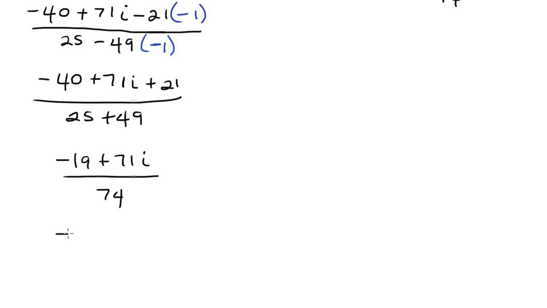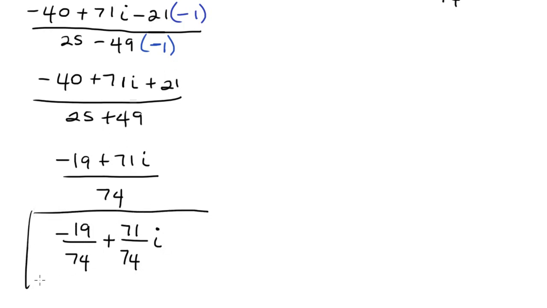So I've got negative 19 over 74 plus 71 over 74i. Now I'm in a plus bi form. I can clearly see the real part is negative 19 over 74. The imaginary part is 71 over 74i. Now we're done. If you could have simplified or reduced this fraction, either of these fractions, you need to do that as well. But we can't in this instance.